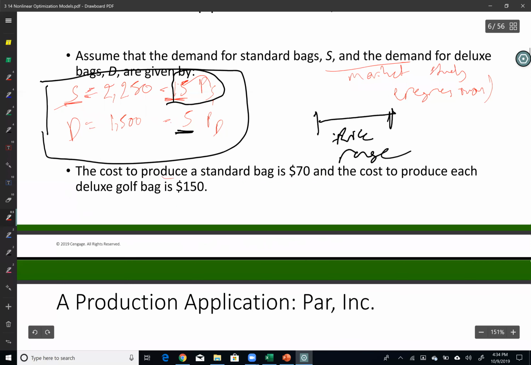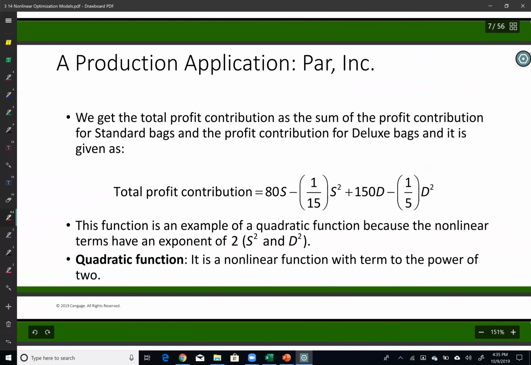The cost to produce a standard bag is $70, and the cost to produce a deluxe bag is $150. Okay, we have cost information here too. But so far, I don't see anything nonlinear, right? So let's introduce profit. Excuse me.